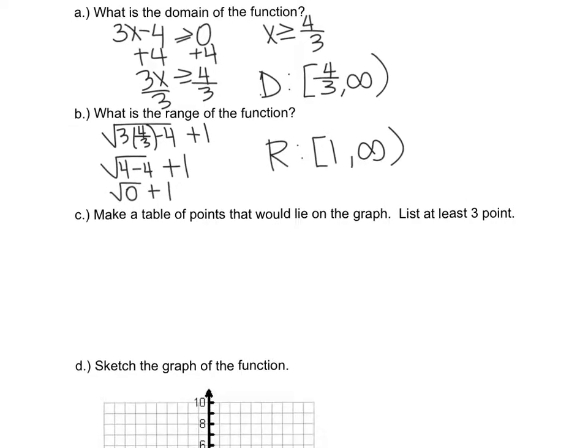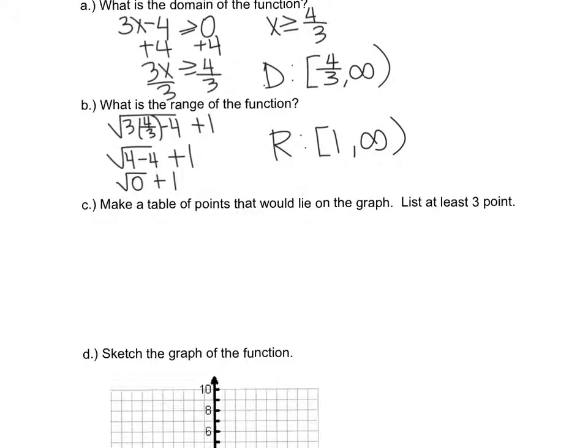Next, we want to make a table of points that would lie on the graph, and we want to list at least 3 points. So when we create our table of x and y values, I'm going to start with 4/3. Since it's the smallest value possible in our domain, that's where I want to start. Now I just have to pick 2 other x values greater than 4/3. And I'm going to pick 2 and 4.